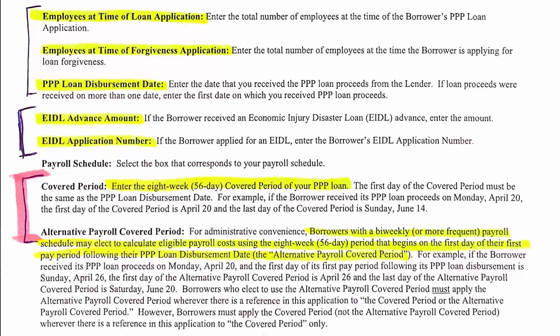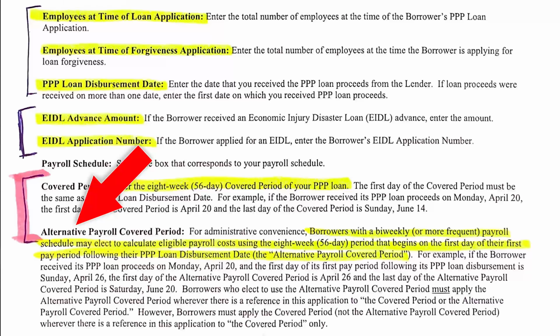And then jump down to the covered period and the alternative payroll covered period. That's what I was referring to with the PPP loan disbursement date. Why is that important? Because the date that you received the money for the loan is the date that the clock started. But you can also use an alternative date.